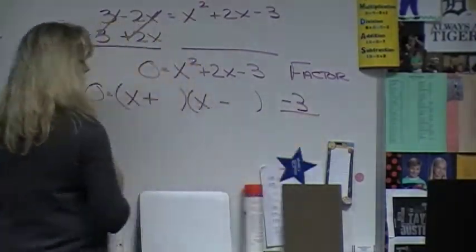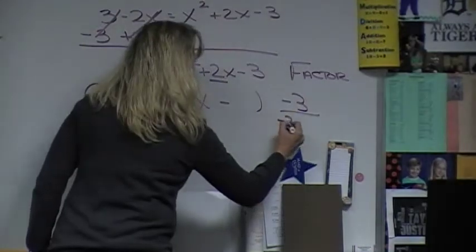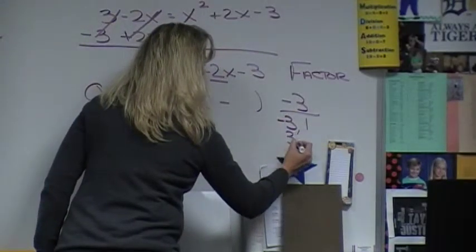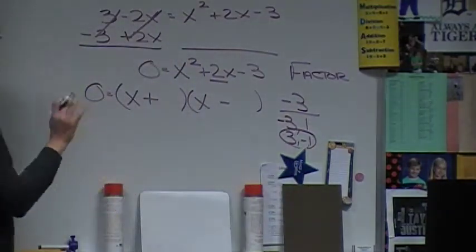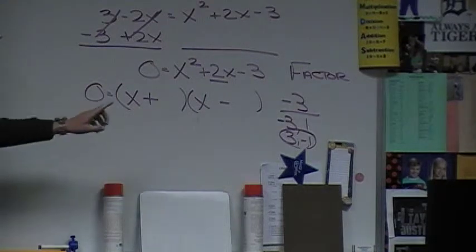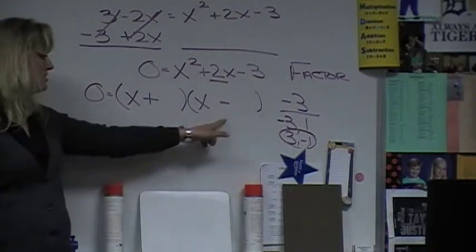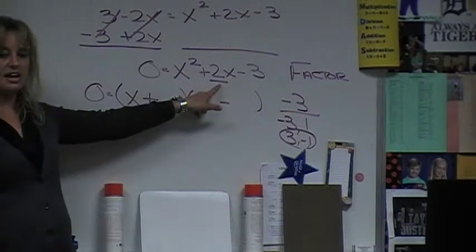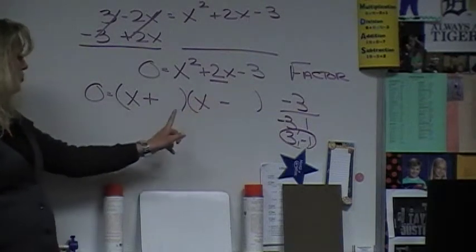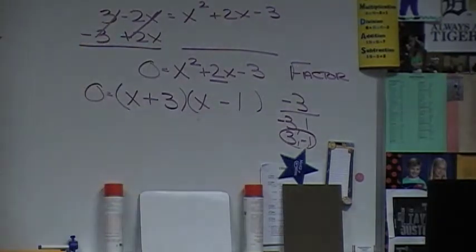Now let's put our C over here. Our C is negative 3. So what do we have to multiply to get negative 3, but when added equals what? Not negative 3 and 1, but 3 and negative 1, right? Because we have to get negative 3 when multiplied, and the sum is positive 2. Remember, factors of C whose sum is B. To get a negative we need opposite signs, and to add to a positive 2, the 3 has to be positive and the 1 has to be negative. So what number goes here? The 3. And what number goes here? The 1.